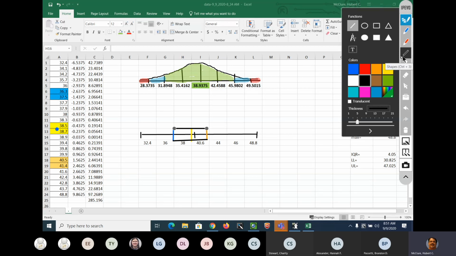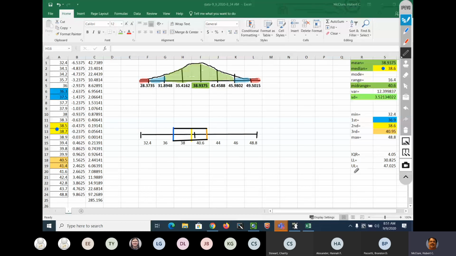And now let's look at the interquartile range. So the interquartile range, and I'll put it up here. Their number for the outliers is 47.025. And their lower number is 30.8.